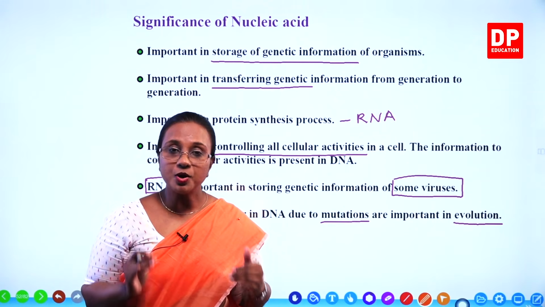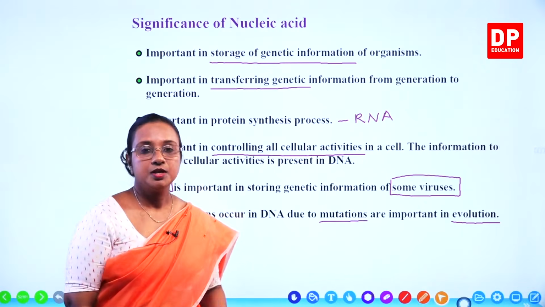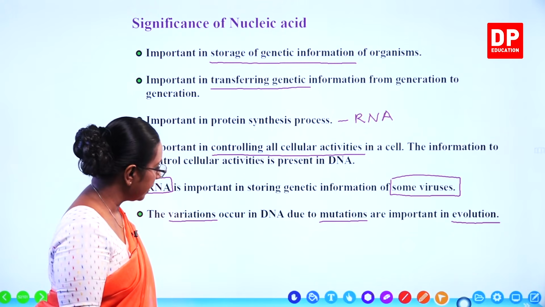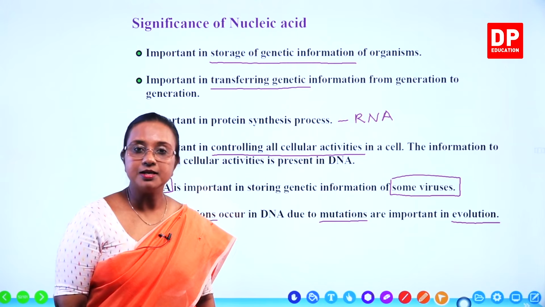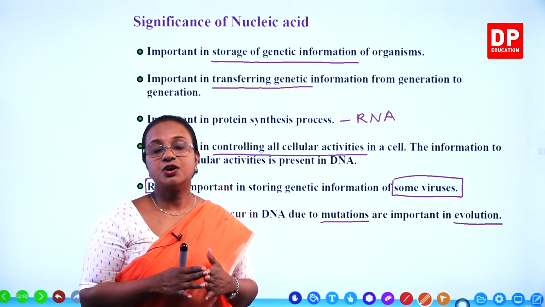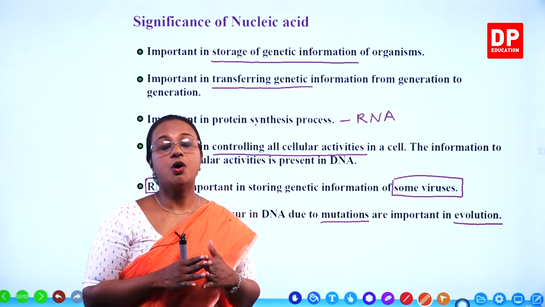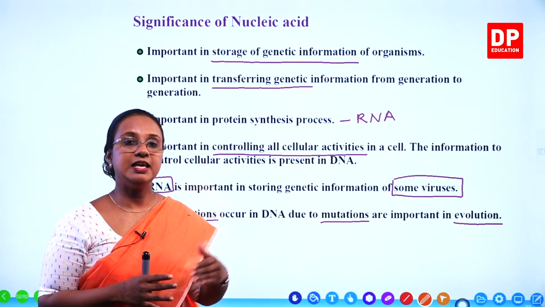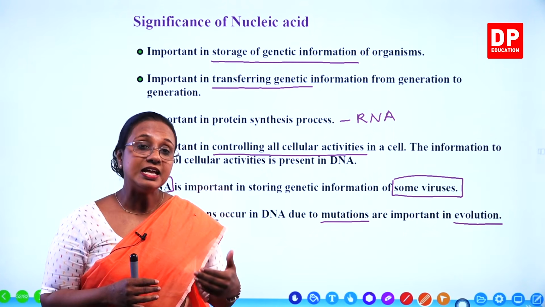All that was possible because of this DNA molecule. As you can see, the variations that occur in the DNA molecule due to mutations in the base pair sequence are important in evolution and existence of diversity in the world. Diversity means difference in organisms. From this, you would have got a very good understanding of how nucleic acids are important in the genetical aspect.